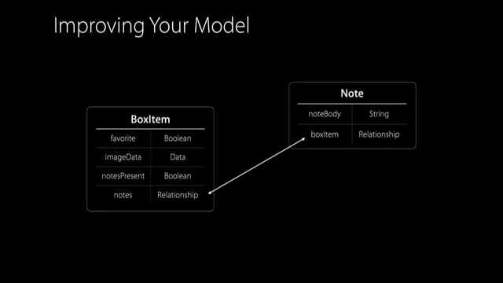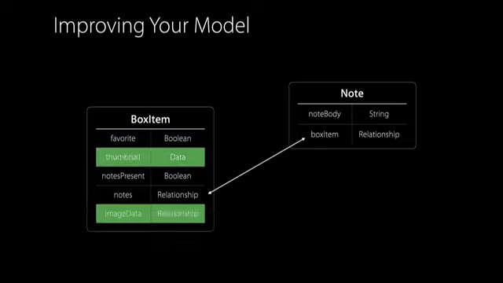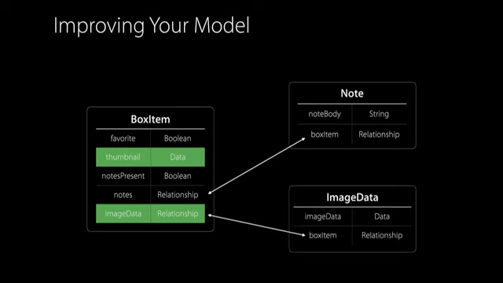The next problem with our data model was that we were fetching the full resolution images at the launch screen. So let's go ahead and fix that. We replace the image data with thumbnail data, and instead move the full resolution image data into a table of its own. And we link these two tables by a simple 1:1 relationship.